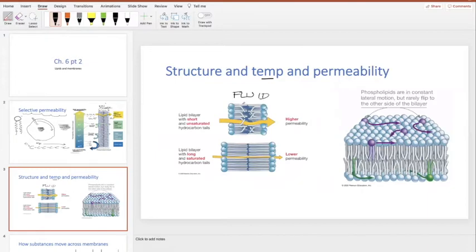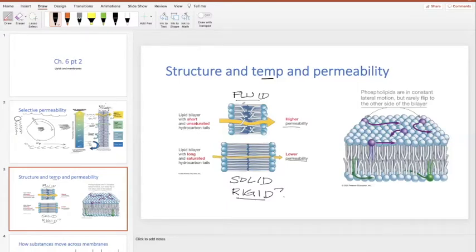Here we have longer tails that have saturated hydrocarbons, okay? So this is going to be a more solid or rigid cell membrane. Now, in terms of getting stuff across this membrane, do you think it's easier for things to get across a fluid membrane or for them to get across a rigid membrane? That's going to factor into our membrane permeability, okay?